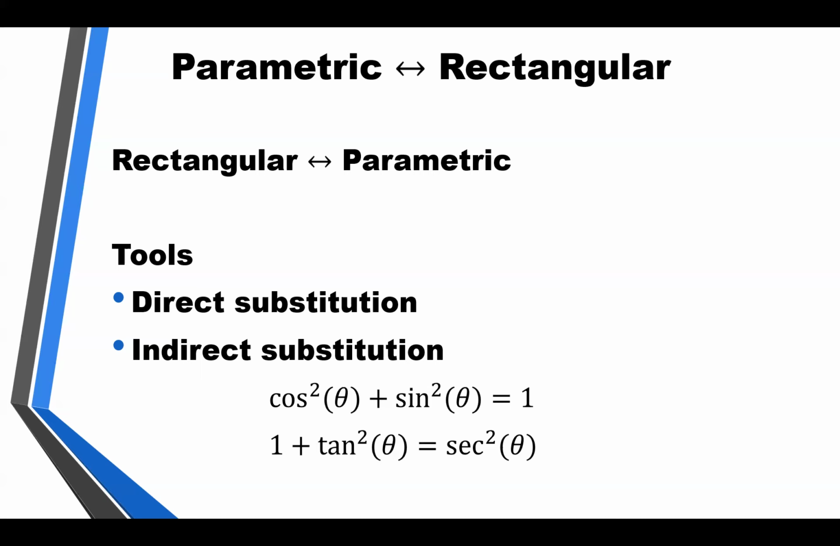Now, I want to state that this isn't the only way to do indirect substitution. We had a lot of trig identities, and technically you can use any of those. But these two are the ones that are going to be most applicable in this class.